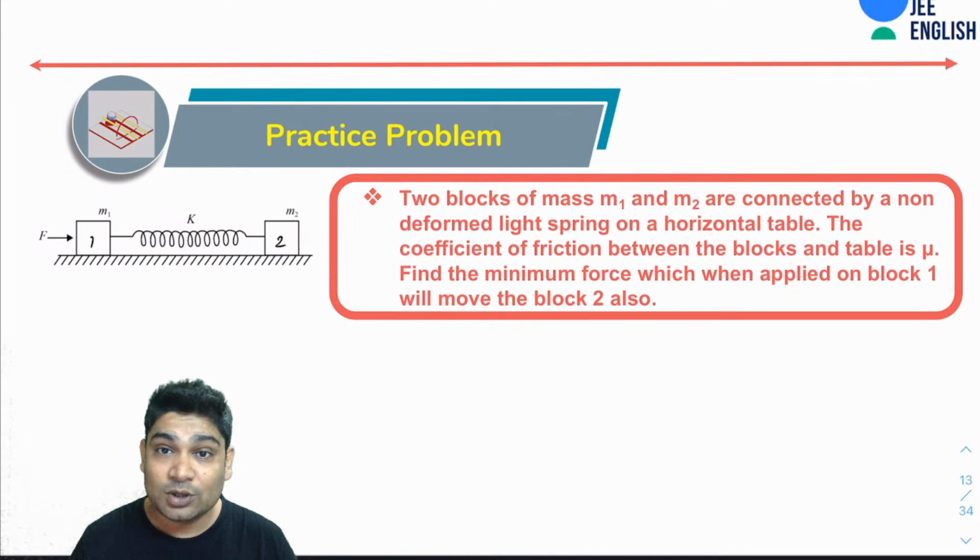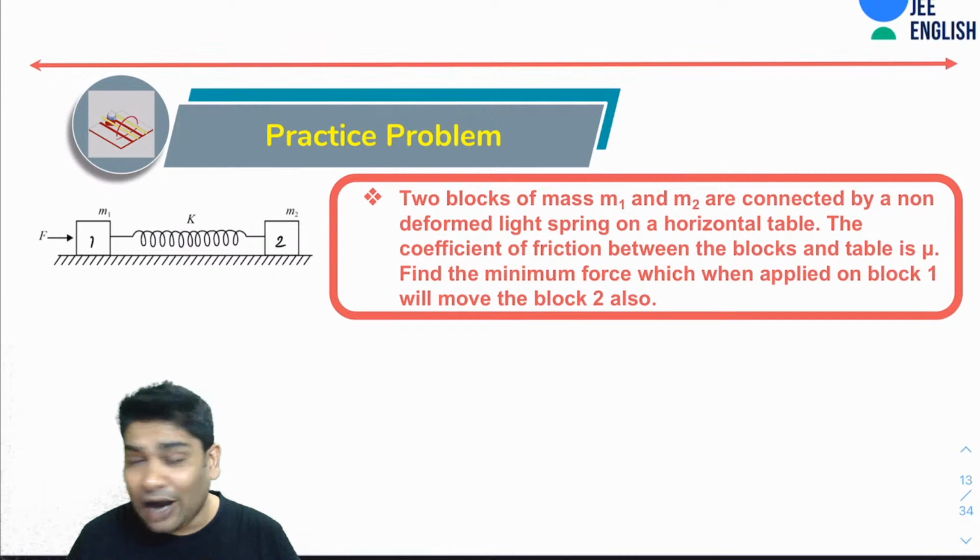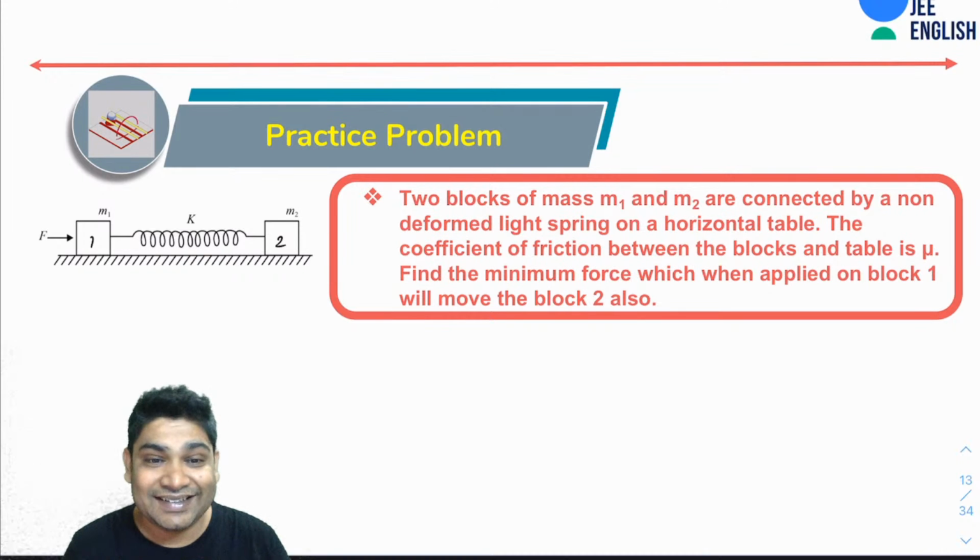Okay, so let's see if someone can find the answer for this. How do you think you will approach this? Think about it. What has been asked? You have to find the minimum force that when applied on M1 should be able to move M2. So what do you think you will have to do?